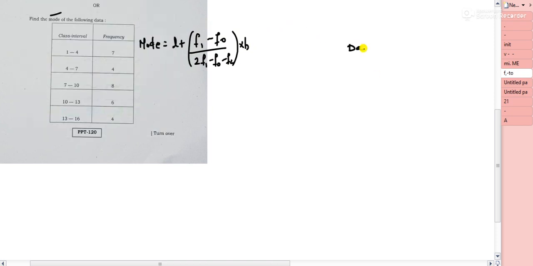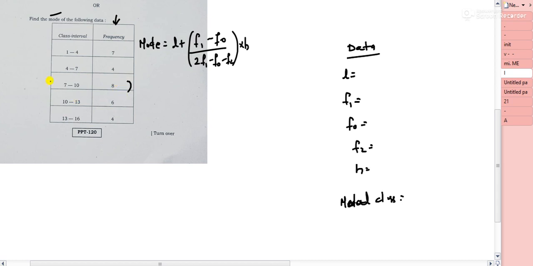So here I will write the data. So as per the data, what is L, what is F1, what is F0, what is F2, and what is H. But before finding all this, you need to find the modal class. Okay, that is the first step you should find. How to find that? Just look at this table. Whichever frequency is higher, that you can take as the modal class. So this is the modal class. Let me write it as MC.